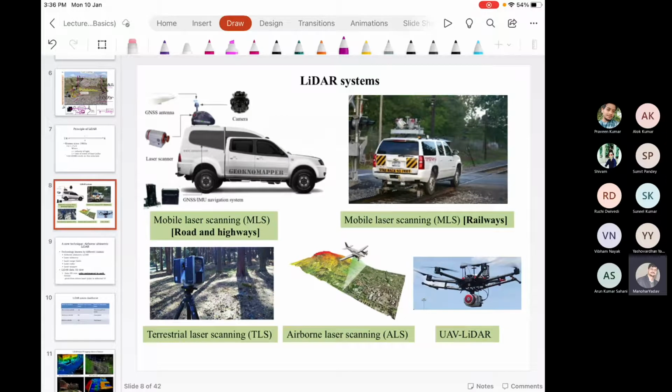Then we had a discussion on different types of LiDAR systems. As I discussed before in the previous lecture, we have mainly two types of operation. The first one is static operation and the second one is operation through a moving platform. Like in this case, when we talk about the terrestrial laser scanner, this is a 3D laser scanner.